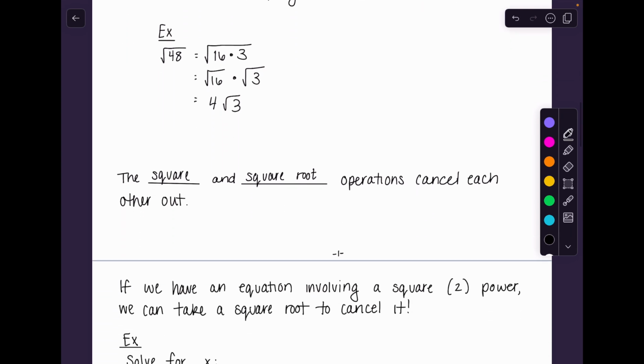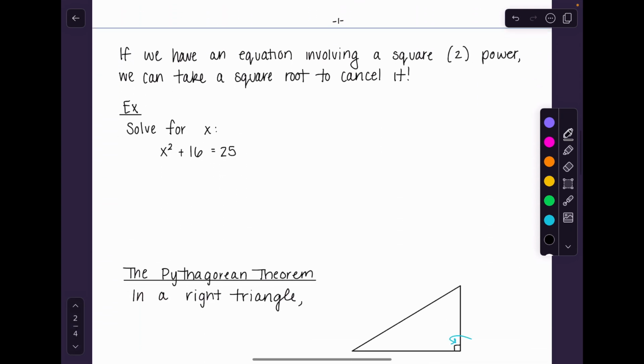So this is really nice because if I have an equation that involves the square power, what I'm going to do is take a square root to get rid of it. So let's utilize that to solve this equation. We've got x squared plus 16 equals 25. Well, I want to get rid of this power of 2, but I'm going to do the same thing as when I was solving equations. I'm going to isolate my variable.